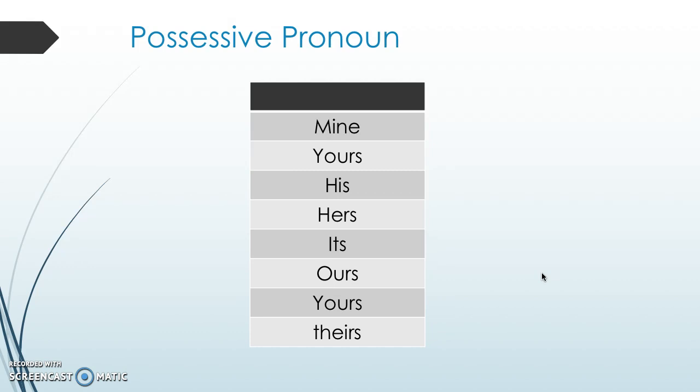Or this is yours, or his, or hers. Its, ours, yours, and theirs. Look at its here. You need to remember how its is spelled. There's no apostrophe between the T and S. If we put an apostrophe between T and S, it is actually it is.